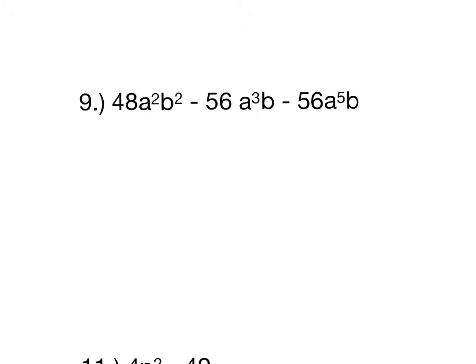And last but not least, number 9. All right, so first we would look at the coefficients. 48, 56, 56. So it looks like the greatest common factor of 48, 56, and 56 is going to be 8. And we look at our variables. We have a squared, a to the third, a to the fifth. So all three terms have an a. Now how many a's are we going to be able to take out?